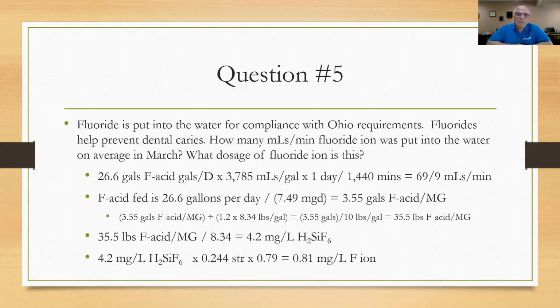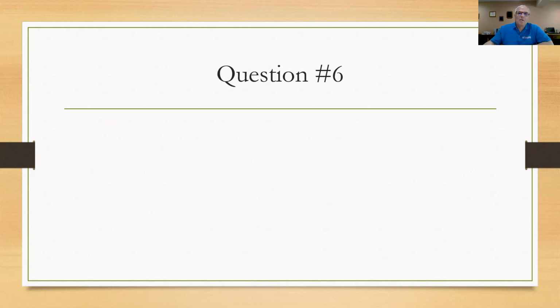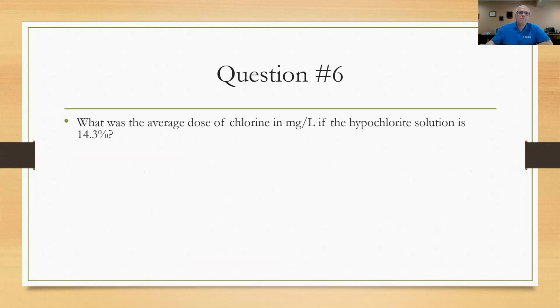We also see from the table that the acid was 24.4% strength. When I multiply all those times the 4.2, I come up with 0.81 milligrams per liter fluoride ion. Hope you did well on that. I think we have one last question here. What's the average dose of chlorine in milligrams per liter if the hypochlorite solution is 14.3%?